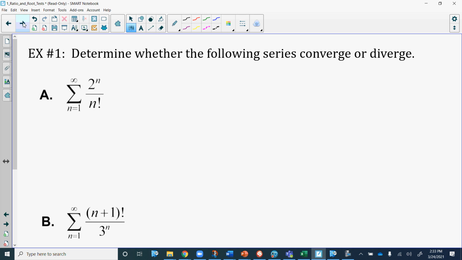Okay, so this example here on A is very similar to the one that I just made up. So the way that I'm going to look at this, and this is going to be the only one that I'm going to set up this way, where we actually do the ratio test.